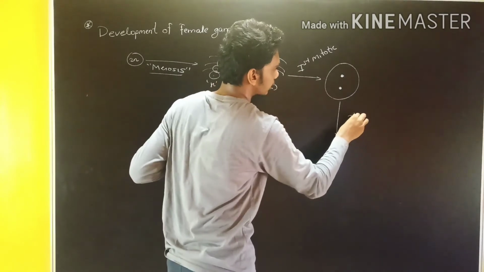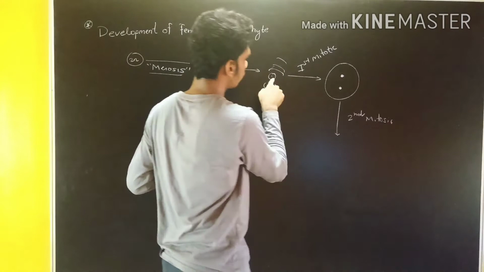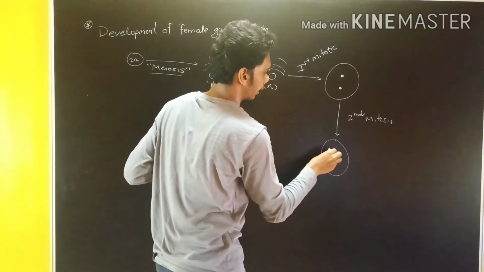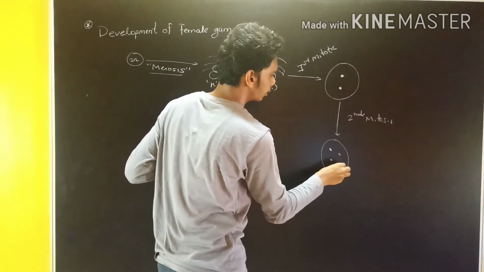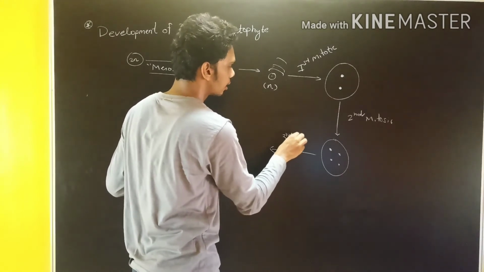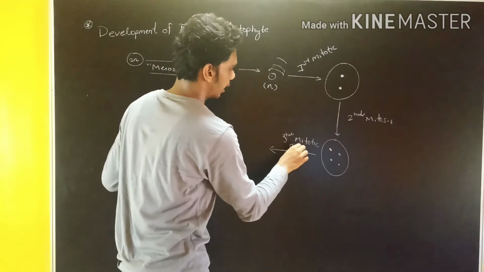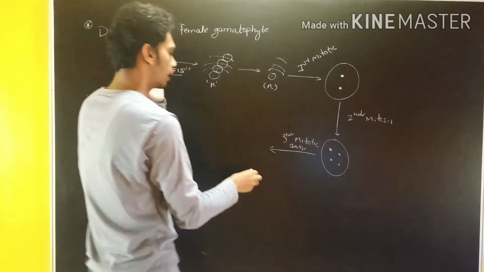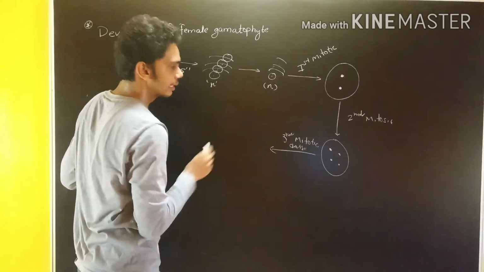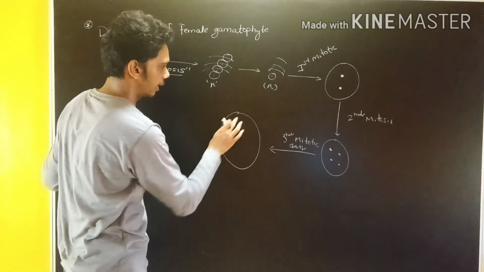Then it undergoes the second mitotic division. From one cell, 2 cells; from 2 cells, how many cells will be formed? Correct, 4 cells. After this it undergoes the third mitotic division, which leads to the formation of 8 cells. These 8 cells arrange themselves in such a manner.